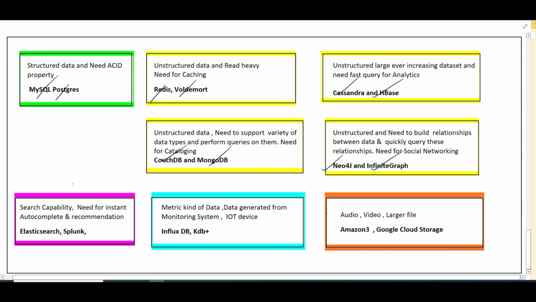Next, if we need search capability and instant autocomplete or recommendation, we can go for Elasticsearch or Splunk. And when we want to store metric data generated from monitoring systems and IoT devices, we can go for InfluxDB or KDB+. And if we want to store audio, video and larger files, then we can go for Amazon S3 and Google Cloud Storage. So this is all about SQL, NoSQL, time series, search databases and block storage.